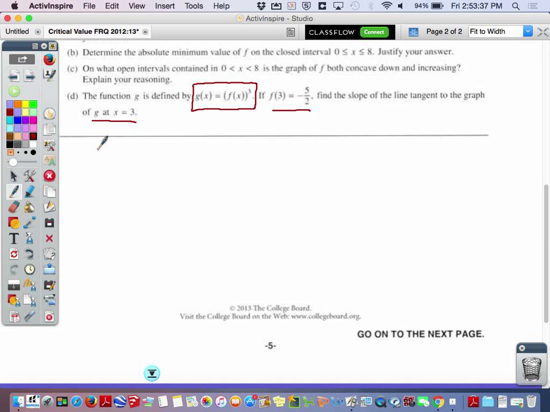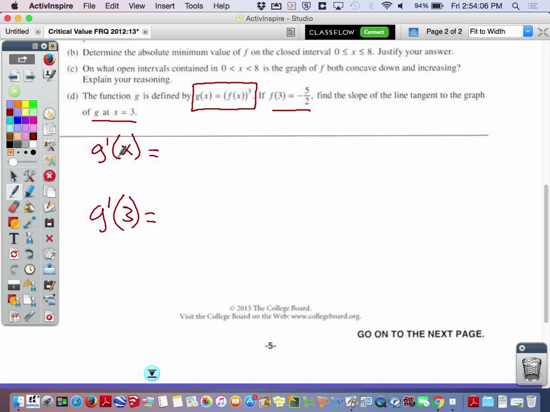If we are finding the slope of the line tangent to the graph at x equals 3, that means we want to find the derivative of g, so g prime of x, at x equals 3. So we need to actually find g prime of x, and then we're going to plug 3 into it to get our final answer. To do the derivative of this, again, it doesn't seem like any part of the rest of the question matters for this. It's very different.